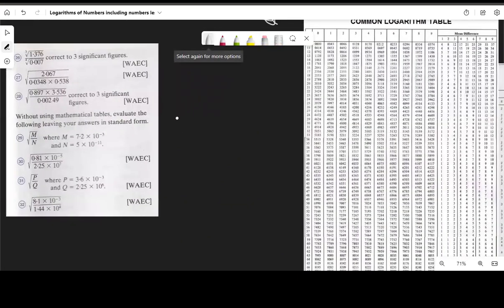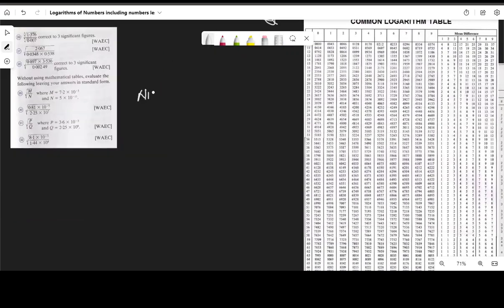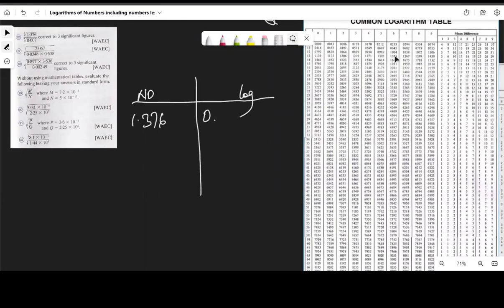So for the first question, we have number and log. Question 26, we have 1.376. The characteristic there is 0. Then logarithm of 13 under 7, difference of 6. 13 under 7 is 1367, and difference of 6.